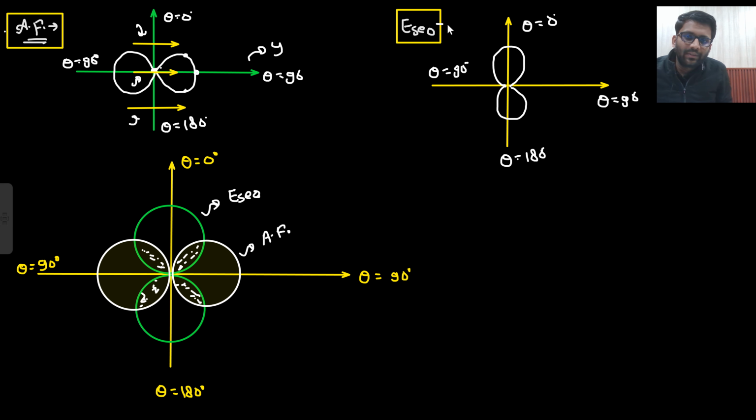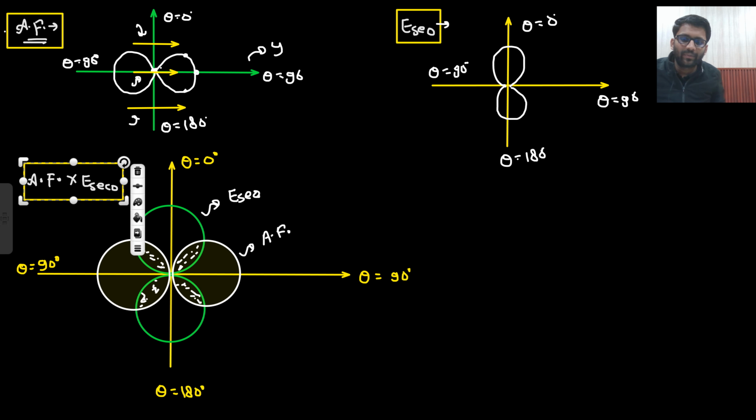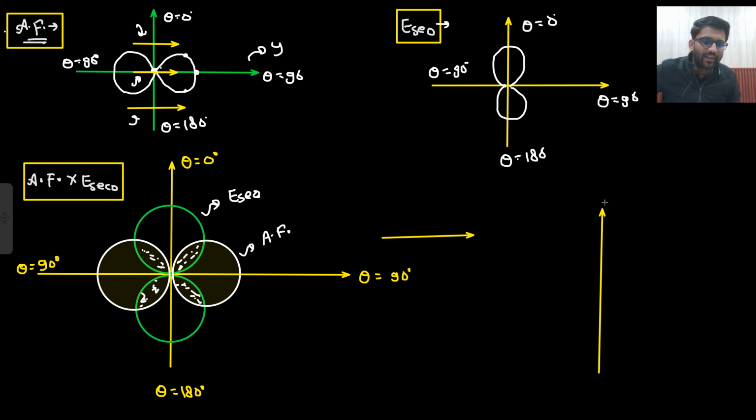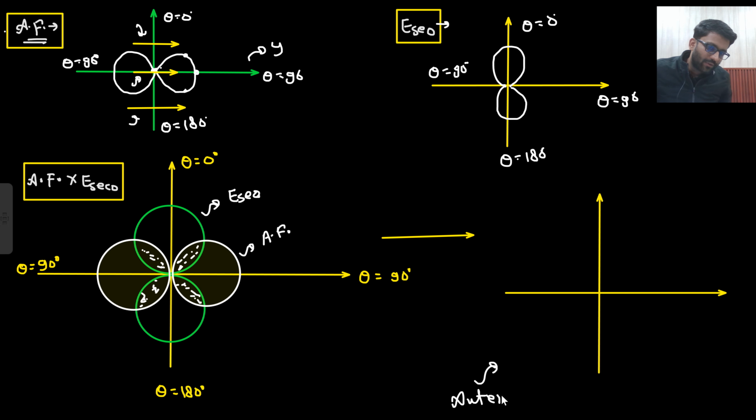Okay. And now this is both combined. This is the multiplication of array factor and electric field due to single element. And what is the result of the multiplication? That I am showing here. So this is the final pattern of your complete antenna array. This is the radiation pattern of the antenna array. So there are 3 steps involved: ESO, array factor, and the multiplication.